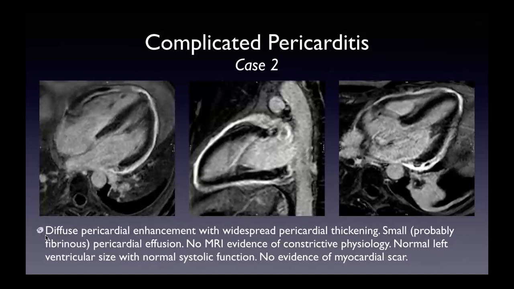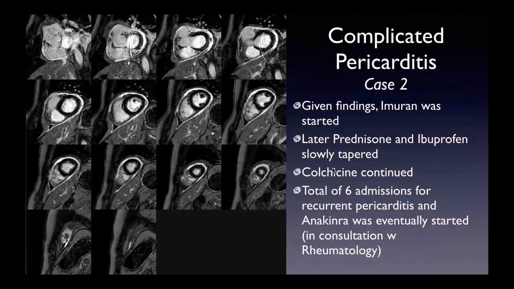With gadolinium enhancement, this patient actually had fairly diffuse pericardial enhancement. You can see here in the three views the bright white signal within the pericardial space. So diffuse pericardial enhancement, widespread pericardial thickening. The report had a small, probable fibrinous pericardial effusion. No MRI evidence of constrictive physiology, and the echo also did not show any evidence of constrictive physiology. Normal left ventricular size and systolic function, no evidence of myocardial scar, no delayed enhancement within the myocardium.